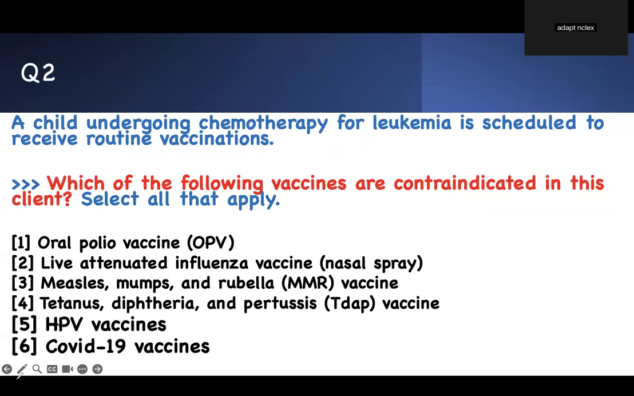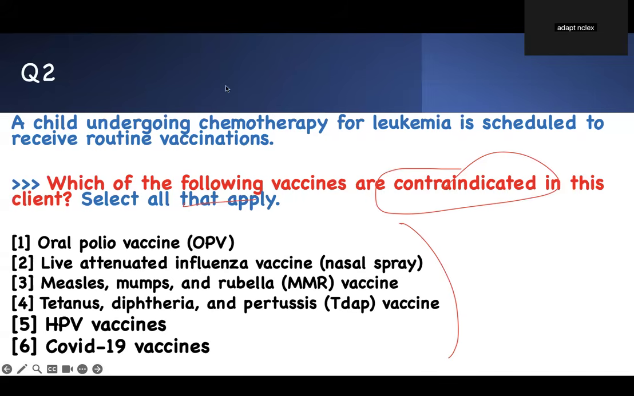Number 2, content related. Do you know the live vaccines? I'll make a video regarding all the live vaccines and the ones that are acceptable for immunocompromised patients. Which of the following vaccines are contraindicated in this client? Buzzword: contraindicated. That means you cannot take it. Select all that apply. I'm not picking everything. If I'm confident, I pick it. See the way I'm approaching it. Contraindicated means bad medication. I cannot give it to this patient. Select all that apply means I cannot pick all of them. I'm breaking down the question, right?